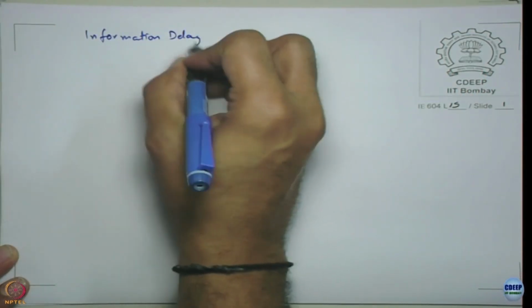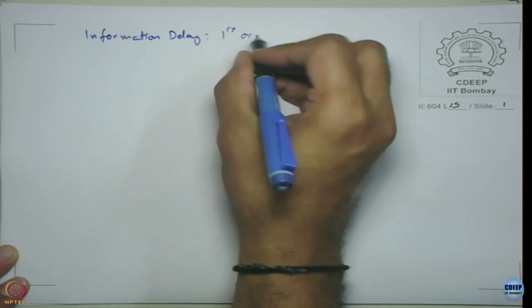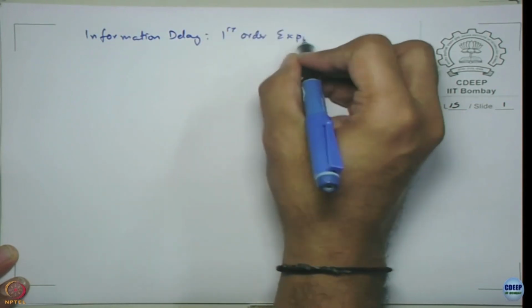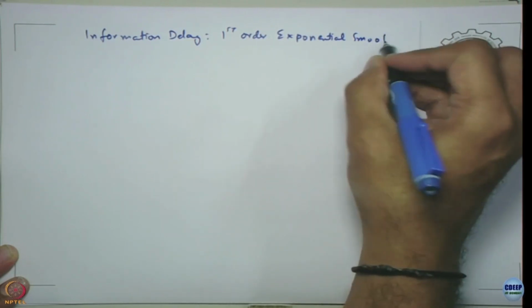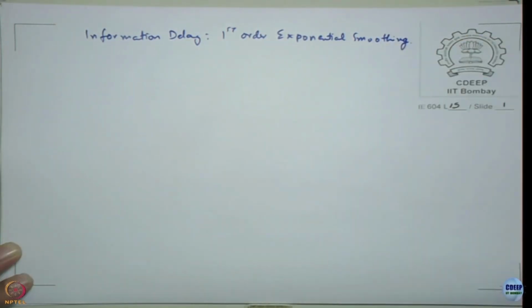Information delay, first order, exponential smoothing is what you are going to do.